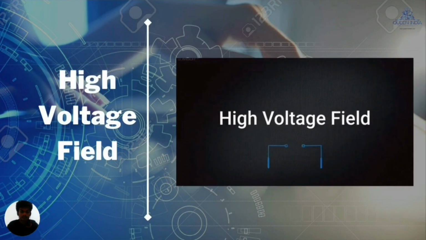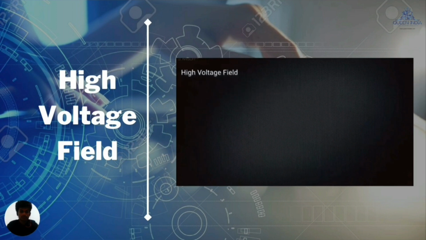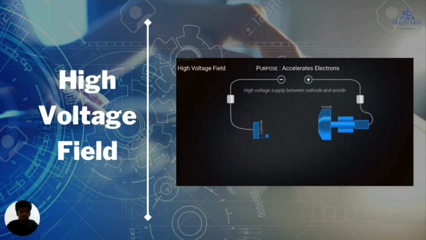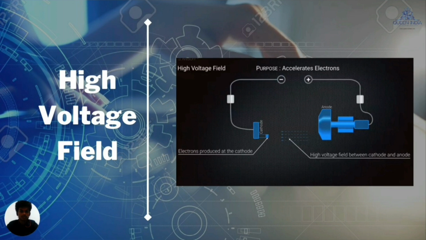Number 2 is the high voltage field. The purpose of the high voltage field is to accelerate electrons. Here the positive terminal of the voltage supply is connected to the anode filament and the negative terminal is connected to the cathode filament. A high electric field is created in the cathode filament due to the high voltage supply. By using the electric field, we can accelerate the electrons towards the anode filament.